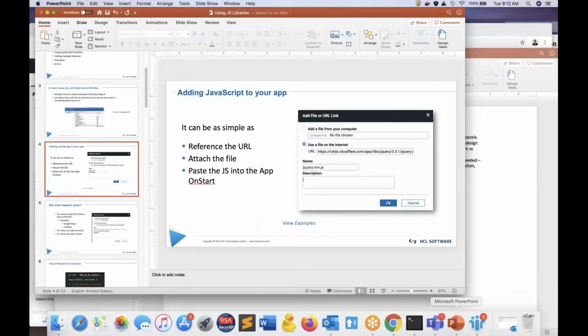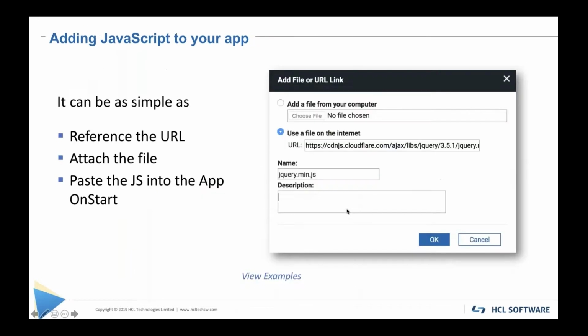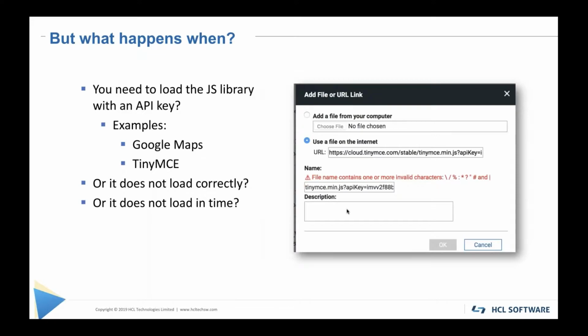Now, if everything was that simple, that would be great, but of course it's not. Let's go back to the chart that we're on. All right. What happens if I have an API key? If I put in a parameter here, a question mark and then API key, into the file name, that's not going to work. The add file dialog is going to bark at that and tell you can't do that.